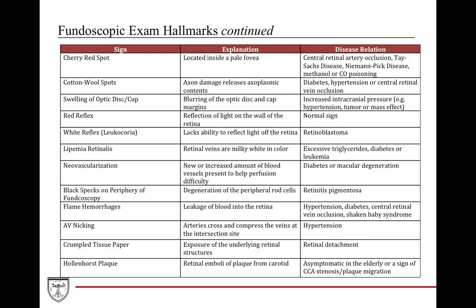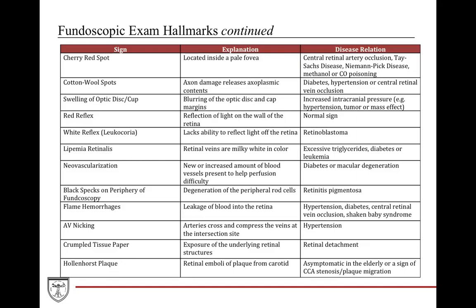Then this is a very, very important one to note. You actually look at the fundoscopic examination, and it literally looks like black specks, almost like cheetah print black specks all on the macula and the retina. And this actually is an indication of retinitis pigmentosa. You can also get flame hemorrhages, which is a leakage of blood into the retina, and this can be from very chronic conditions like hypertension, diabetes, or it can be something as significant as shaken baby syndrome.